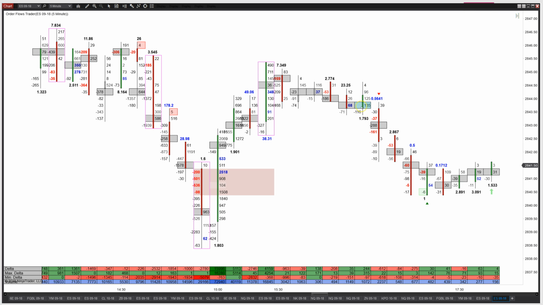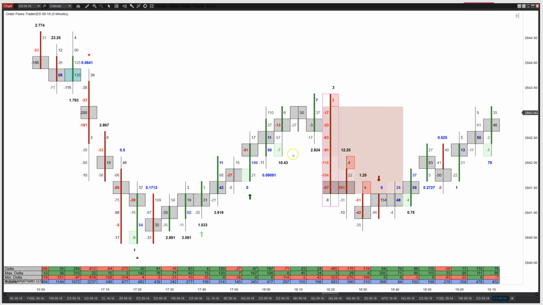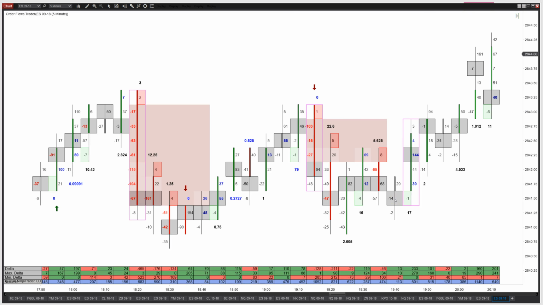This one didn't work out. I mean, this one, again, is right on the futures close here, and then the reopen. This was a sell that just sort of went sideways on you.